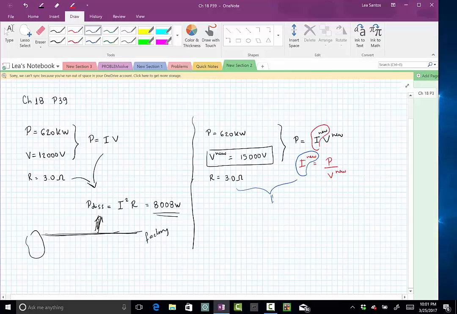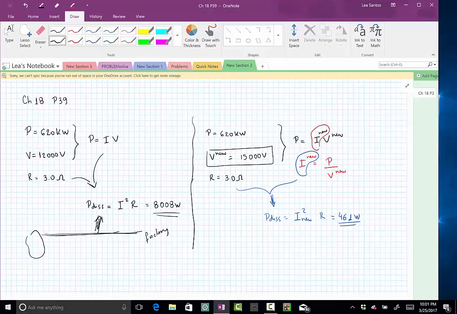And this is good because the issue now is that I will dissipate much less, right? Because the power dissipated is that current squared times R. Since I is now much smaller, I will get much less power dissipated. If you do this calculation, you will find 461 watts, so much less.